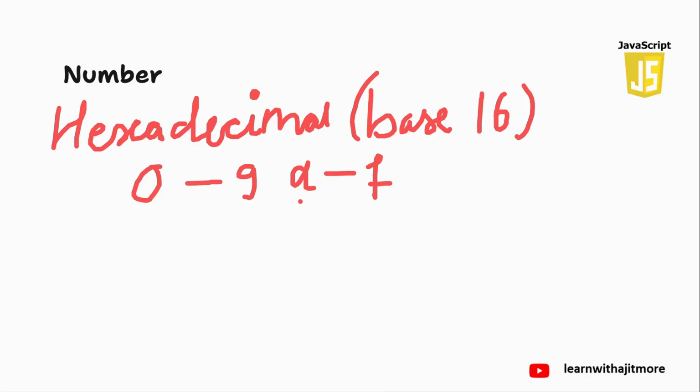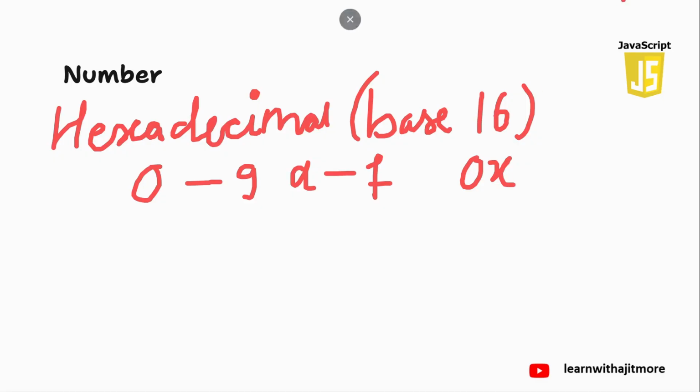Letter A will represent 10, letter B will represent 11, C 12, D 13, E 14, and F 15. So it is a total of 16, 0 to 15. 0 to 15 is going to make it 16. Getting it? And it should be preceded by 0x. It should be preceded by 0x.